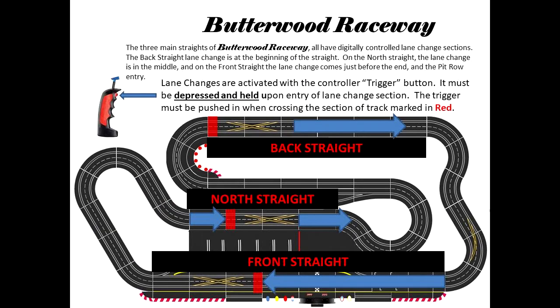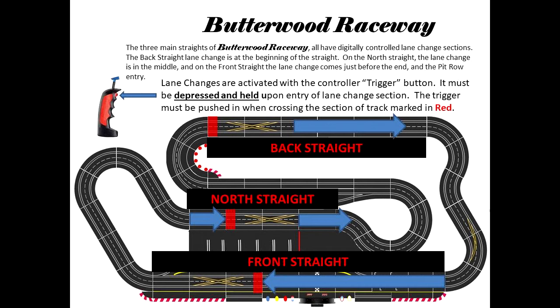Slide 7, Running the main straights. The 3 main straights of Butterwood Raceway all have digitally controlled lane change sections. The back straight lane change is at the beginning of the straight. On the north straight, the lane change is in the middle, and on the front straight the lane change comes just before the end, and the pit row entry.